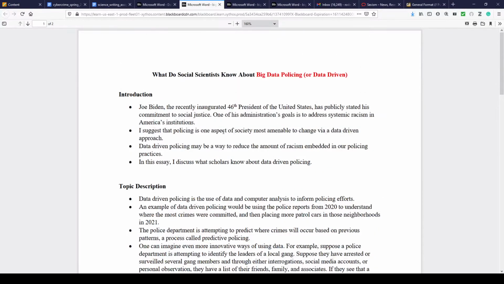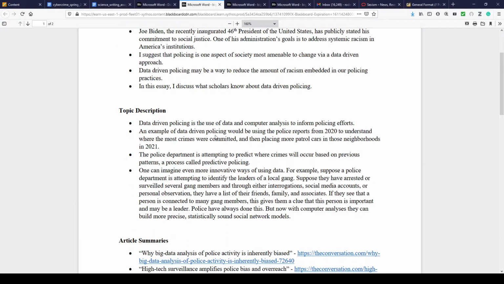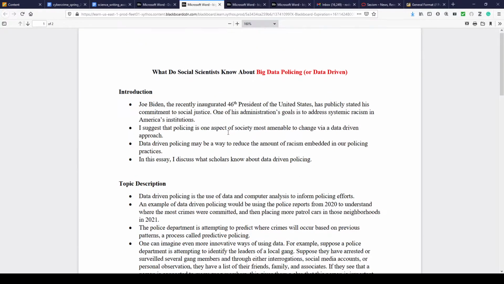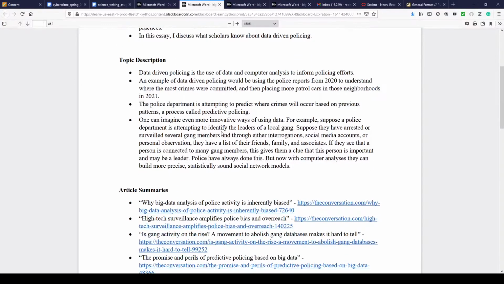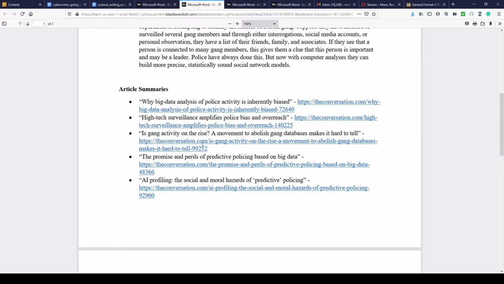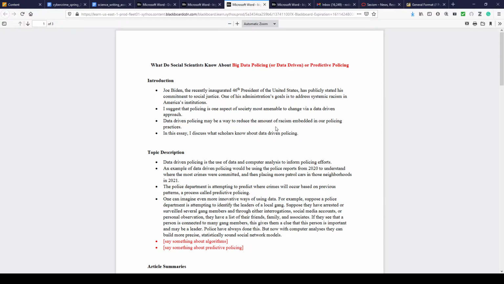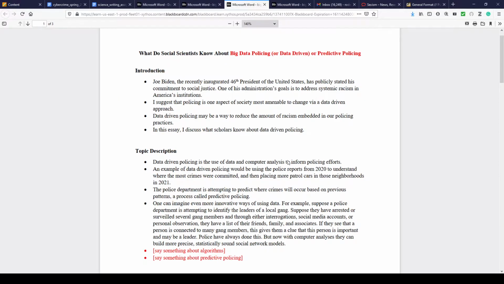So at stage 2, I start filling in the scaffolding. I do an introduction, I describe the topic, and then I start to collect my article summaries. This is the meat of the paper. And then I can't do the conclusion. Not yet. Okay, so here is the third stage of the project.